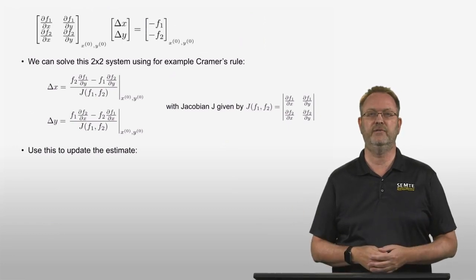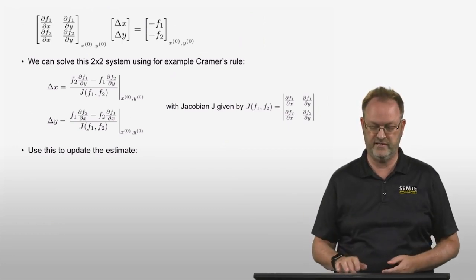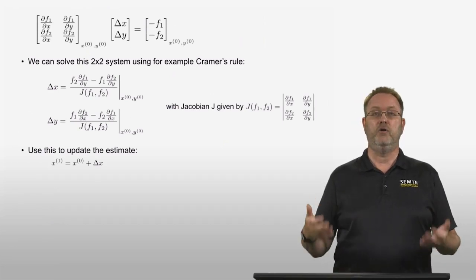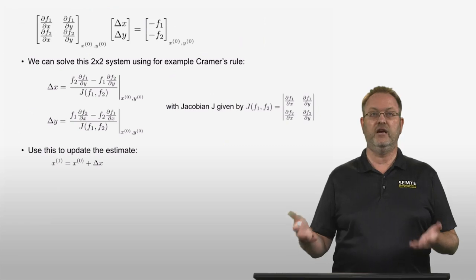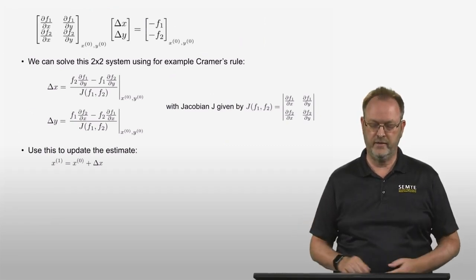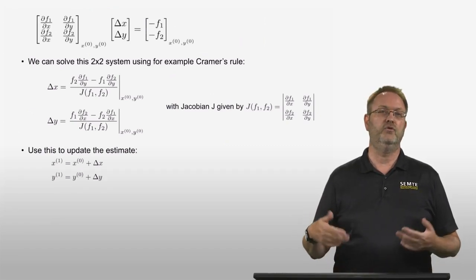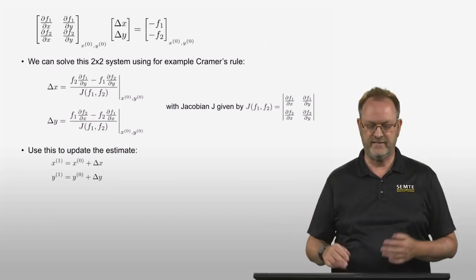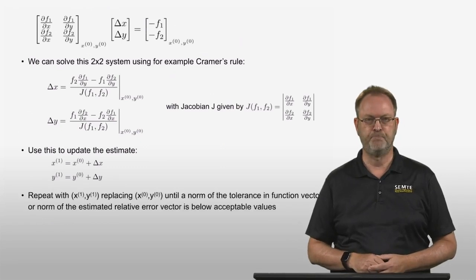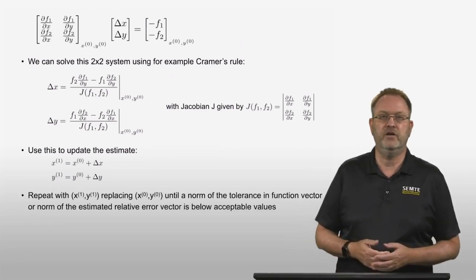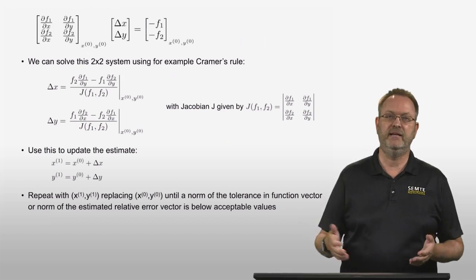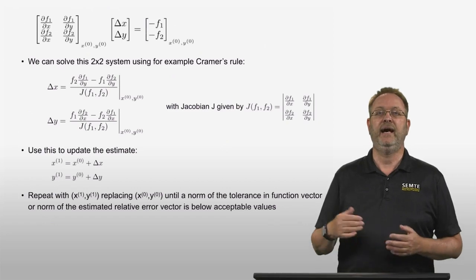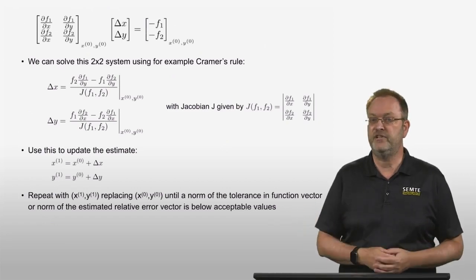change in the estimate of the solution to update our solution estimate. Just using the definition of delta x, we then get that our new solution estimate x1 is the old one, x0, plus the calculated delta x, and the new y at iteration number 1 would be the old initial one, y0, plus our calculated delta y. And then we would repeat this process, replacing x0 and y0 with x1 and y1, until we are satisfied with the accuracy of our solution.